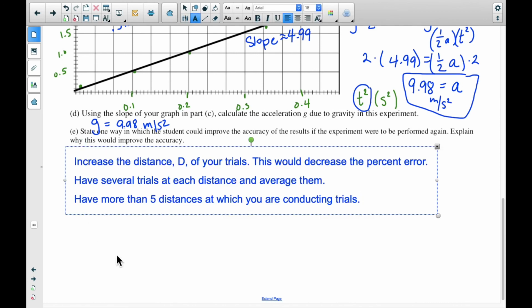So here are some options. Increase the distance D. This would decrease the percent error. Have several trials at each distance and then average them. Have more than 5 distances. There's a variety of things you can do, but it only asks for one. So just have one on there is all you would need.